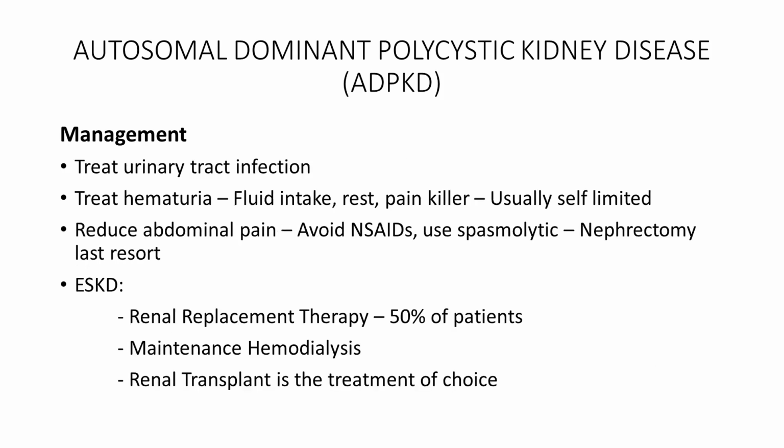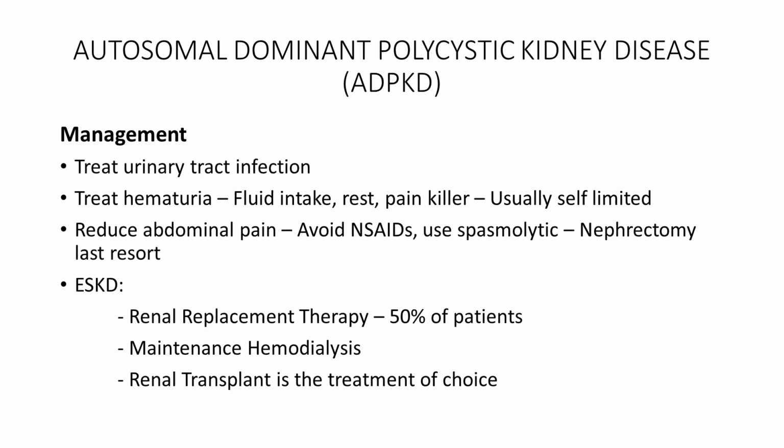If there is infection, you have to treat the urinary tract infection. For hematuria, fluid intake and rest. Painkillers: usually self-limited. For abdominal pain, avoid NSAIDs and use spasmolytics. Nephrectomy is rarely performed in patients with polycystic kidney disease. It is a last resort, but is usually not performed.